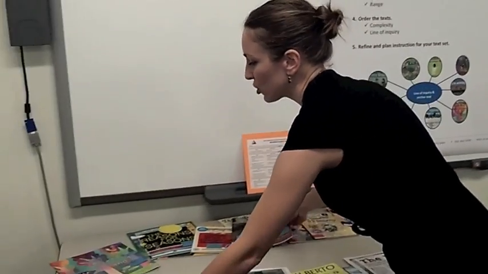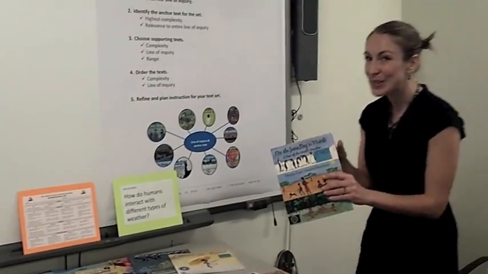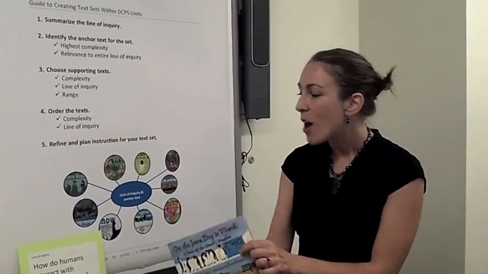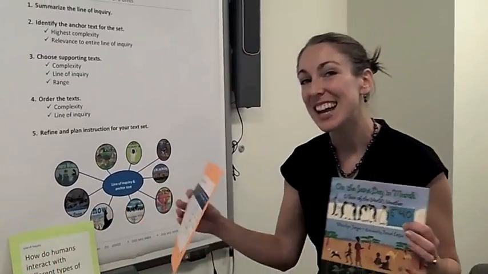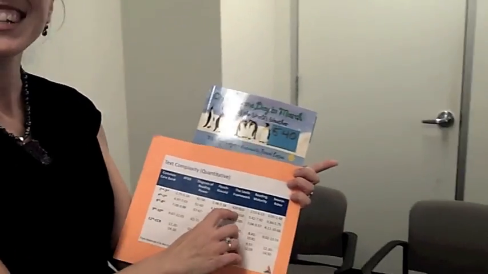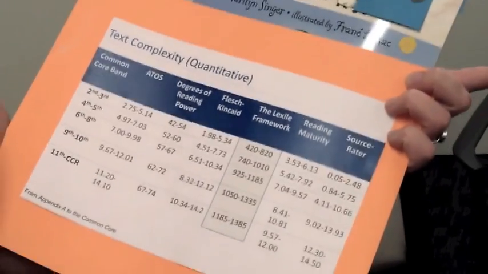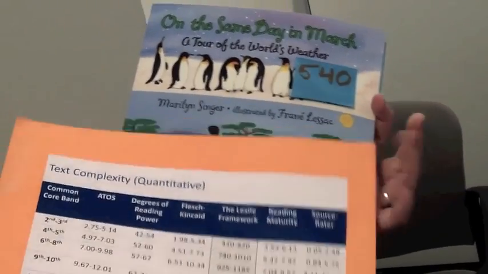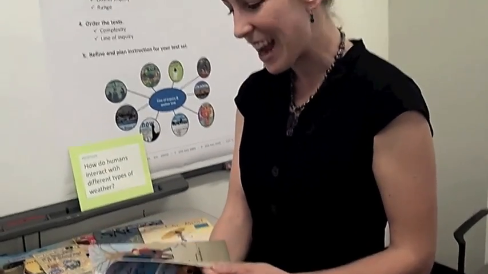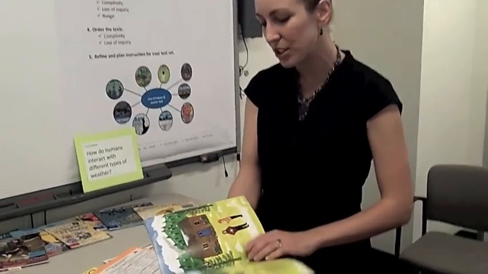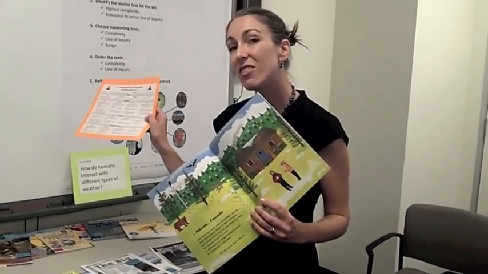I did, in the end, choose a book that might surprise you a little bit for the text set anchor text. It's On the Same Day in March, which might surprise you because quantitatively, it's actually not that complex. And remember, you want to be going with your most complex book for most of your anchor text. It's 540, towards the lower end of that second, third grade band. However, there are always exceptions to every rule, and this is one of those exceptions where the qualitative complexity is a lot higher than the quantitative.